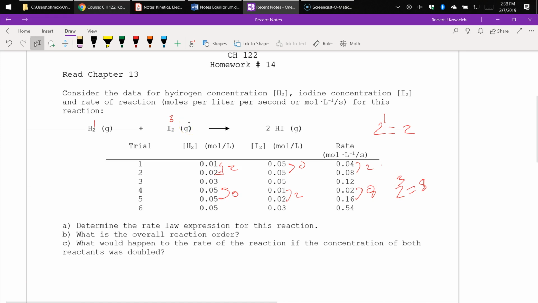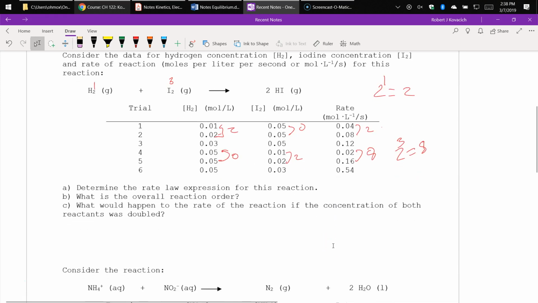So it's asking you for the entire rate law expression. So we're going to need to actually calculate out the K. So we need rate is equal to K hydrogen to the first, iodide to the third. So we'll rearrange that for K. So K is equal to rate divided by hydrogen to the first and iodide to the third.